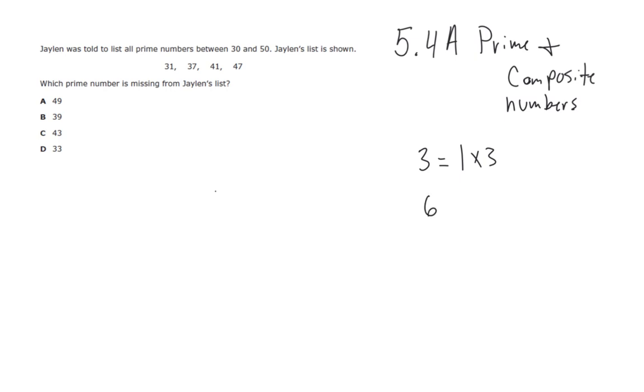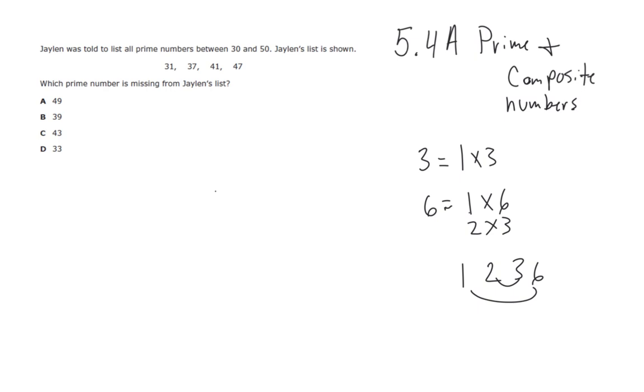Now, for example, 6, we can do 1 times 6. We can do 2 times 3. So all of these numbers, 1, 6, 2, and 3, are factors of 6. Lining them in order from least to greatest: 1, 2, 3, and 6. 1 and 6 give you 6, and 2 and 3 give you 6. It's just important to know that a prime number is a number that only has two factors. If it has one more, it's automatically a composite number.